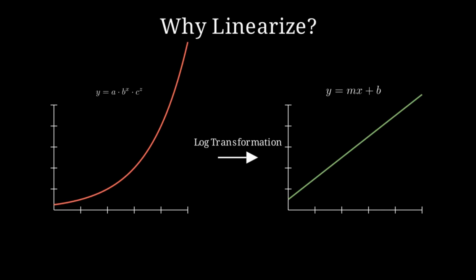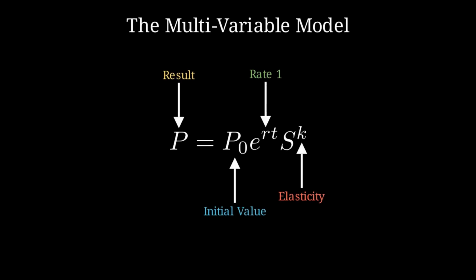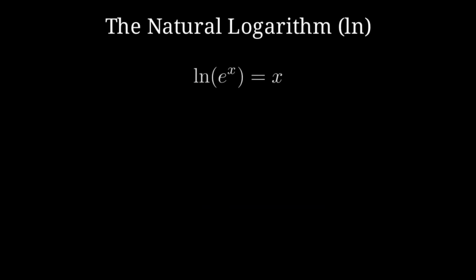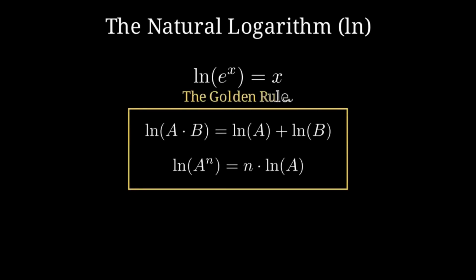properties of straight lines. Consider a model where growth depends on both time and an external factor, like scale. Here, p represents our result, which is influenced by an exponential time component and a power law scaling factor. The key to unlocking these equations is the natural logarithm. Remember these two rules: the log of a product is the sum of the logs, and the log of a power allows the exponent to move to the front.